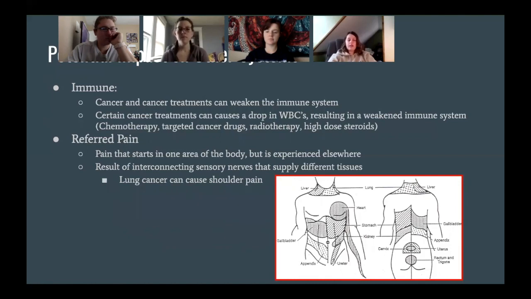And lastly, you can experience referred pain from the mass of the tumor itself. Referred pain is pain that starts in one area of the body, but is experienced elsewhere. It's a result of interconnecting sensory nerves that supply different tissues. One example is that lung cancer can cause shoulder pain, and the image here is just showing different areas that pain can be referred to.